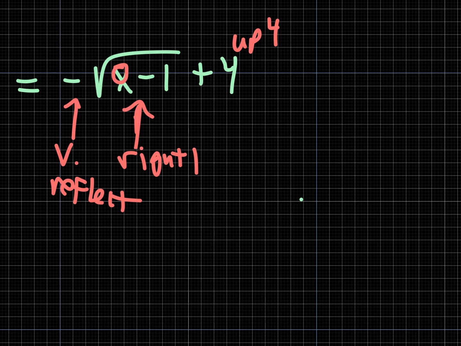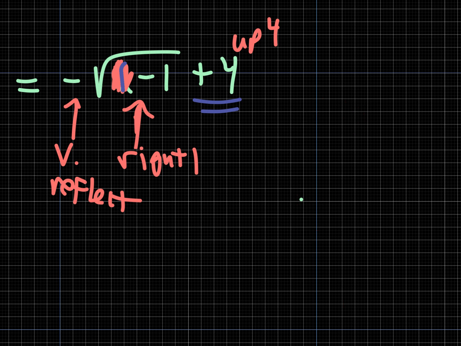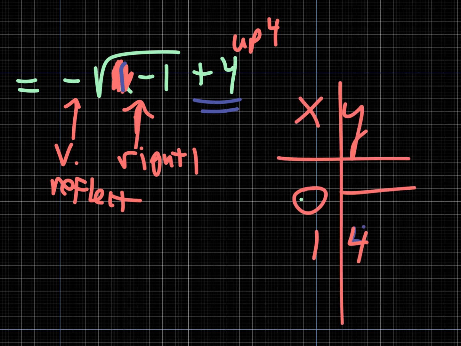Now I'm going to put another point that would be probably better. How about 1? Because if I put a 1 right here, all of a sudden I now have square root of 0, and that's not illegal. What's the square root of 0? 0. And then add the 4. And I get 0 plus 4 is 4. 1 comma 4. That's 1 point on this graph.